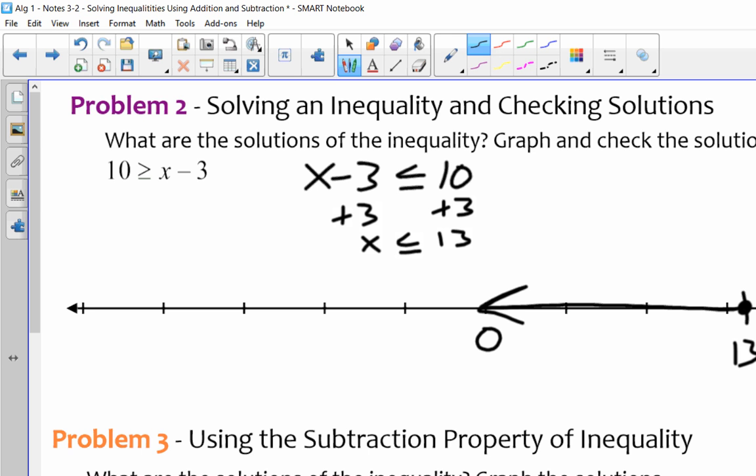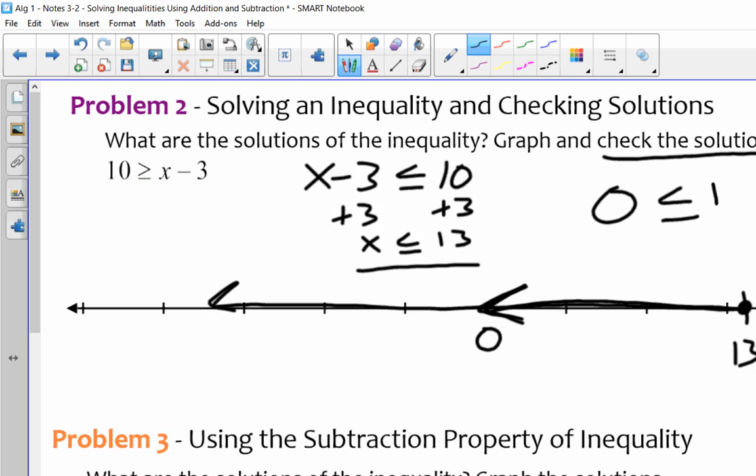Okay. Now, one other thing they asked us to do is to check your solution. So I would strongly urge you to do that. I'm going to pick any number that's somewhere on that line. Remember, this line just kind of keeps on going forever. I usually pick 0. That's a pretty easy number. If it's included in that line, it's a pretty easy number to plug in.